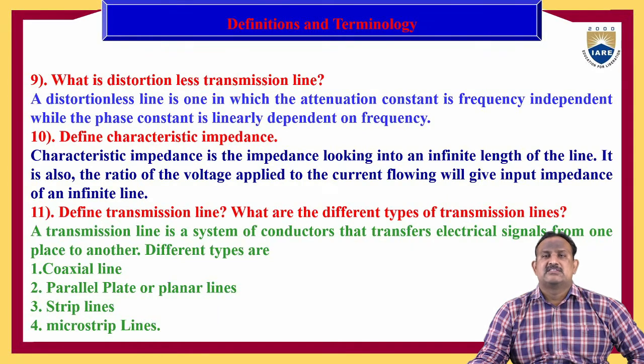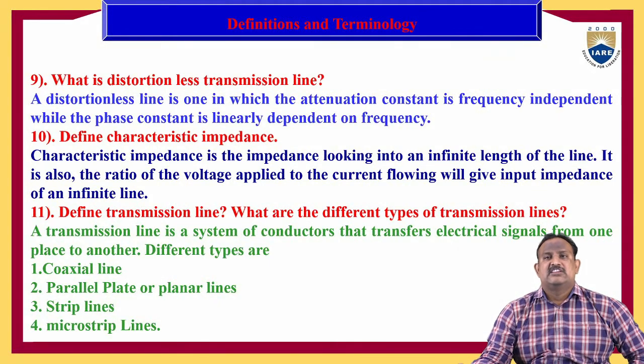Define characteristic impedance. The characteristic impedance is the impedance looking into an infinite length of line. It is also the ratio of voltage applied to the current flowing, which gives the input impedance of an infinite line. This is known as the characteristic impedance.